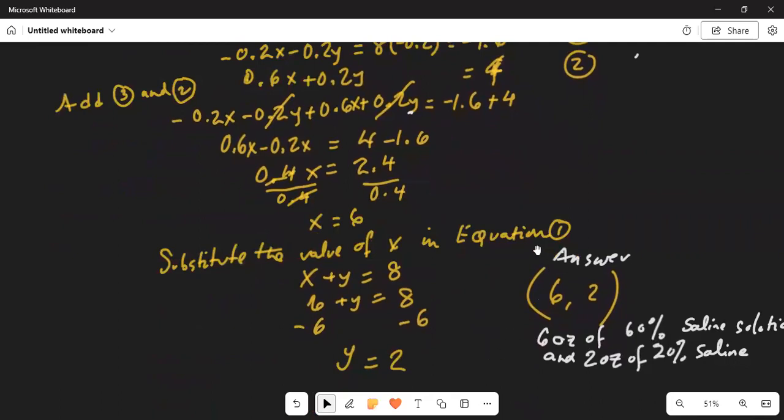So my answer, the ordered pair, is 6, 2. So what does it mean? We are going to mix 6 ounces of 60% saline solution and 2 ounces of 20% saline solution to get the final 8-ounce solution of 50% saline.